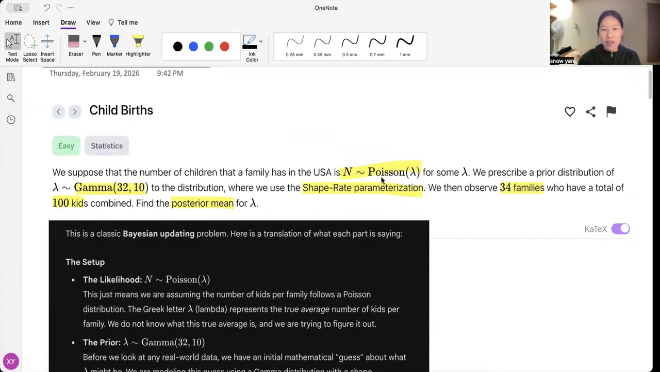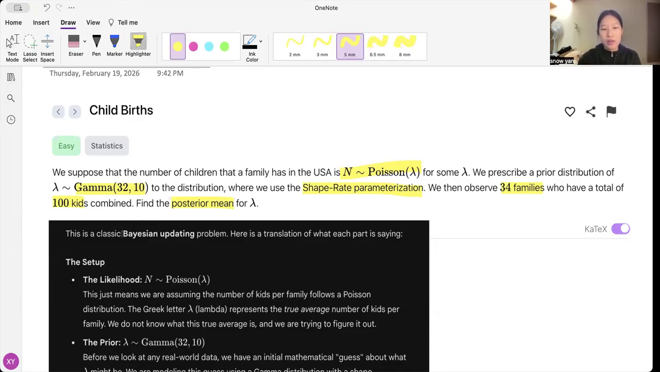We suppose that the number of children that a family has in the US, n, follows a Poisson distribution with parameter lambda. We prescribe a prior distribution where lambda follows a gamma distribution, using the shape-rate parameterization. We then observe 34 families who have a total of 100 kids combined. Find the posterior mean for lambda.